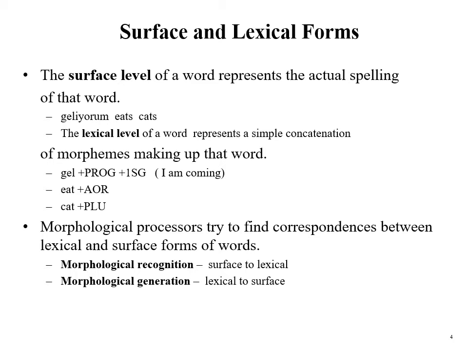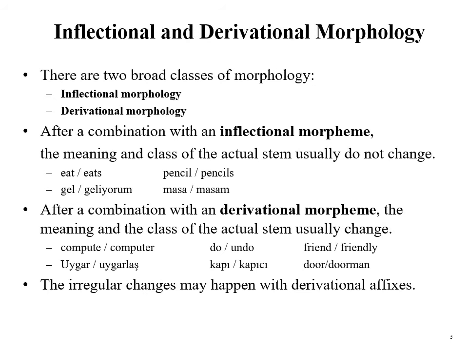Morphological processing tries to find correspondence between the lexical and surface forms of words. So this is done by a morphological processor. When you want to convert surface form to lexical form, this is called morphological recognition. And if you want to convert lexical form to surface form, then this is called morphological generation.